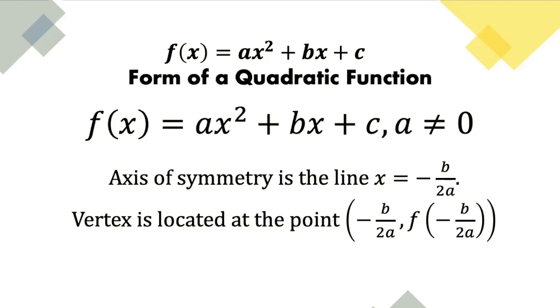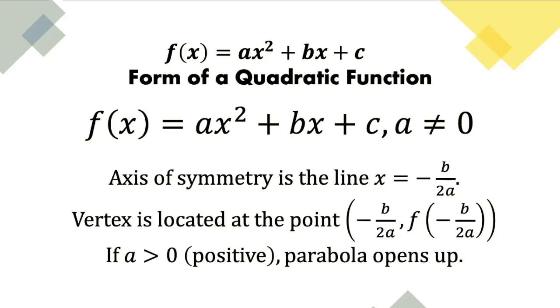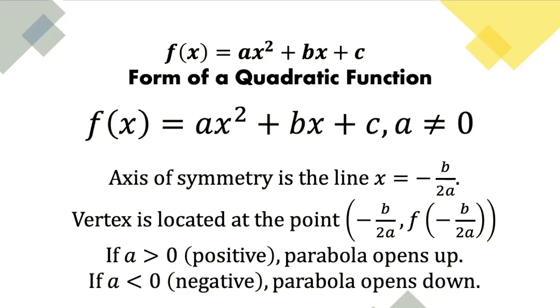The vertex looks a little complicated, but all this is saying is take whatever you found as the axis of symmetry, whatever number that is. Remember that the vertex shares that x coordinate, and substitute that x coordinate to find the corresponding y coordinate of the vertex. We'll do an example. And just like vertex form, if a is greater than 0, the parabola will open up. If a is less than 0, the parabola opens down.